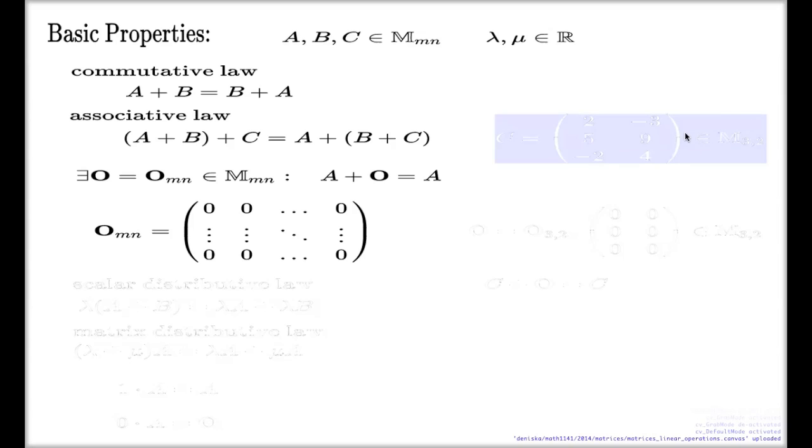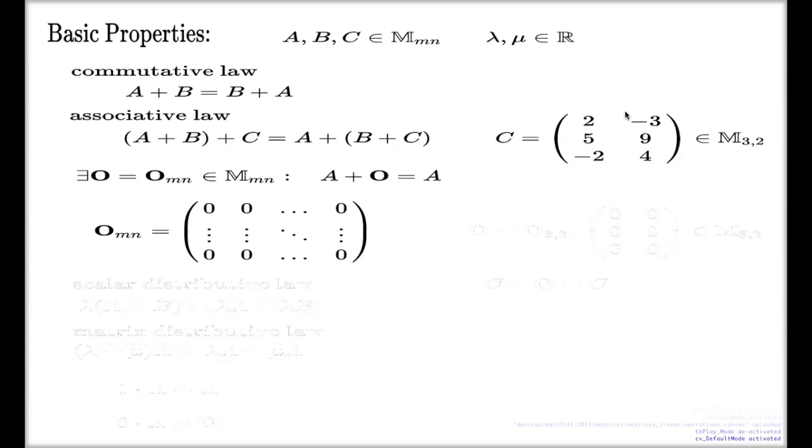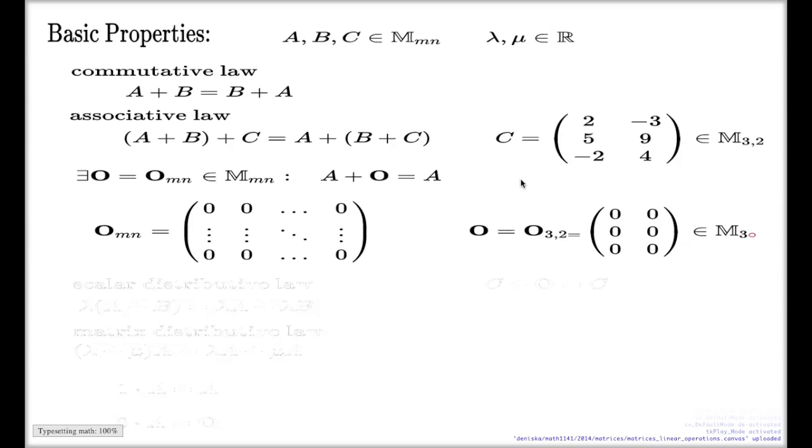For instance, take the C matrix from the example above, the same C matrix as on the previous slide. This is a matrix of size 3 times 2. I have to use a special 0 matrix, O, 3, 2. And if I add this matrix to my C, that will not change my C.